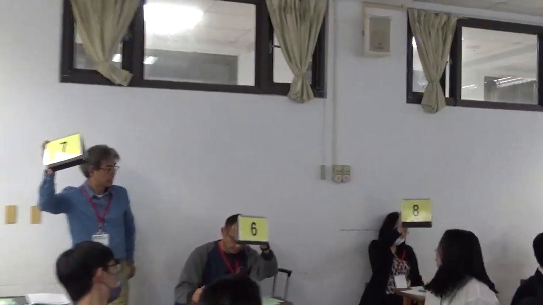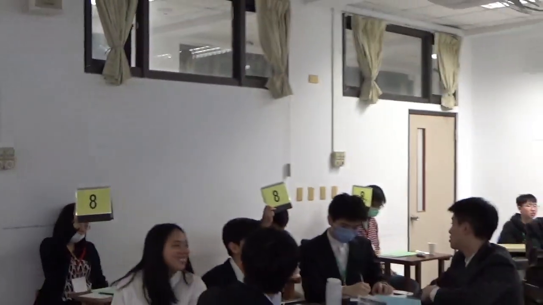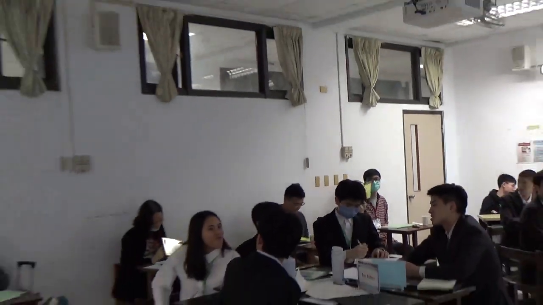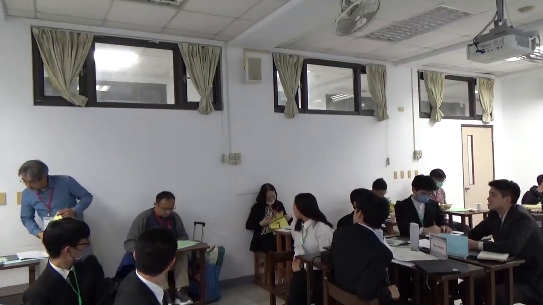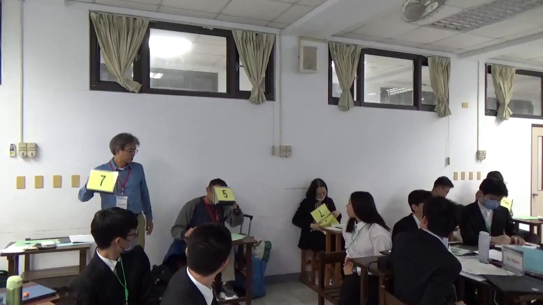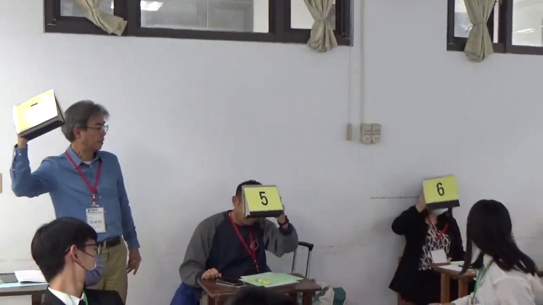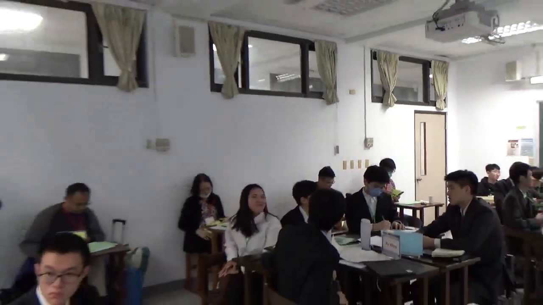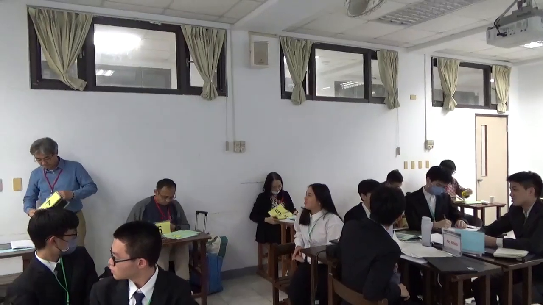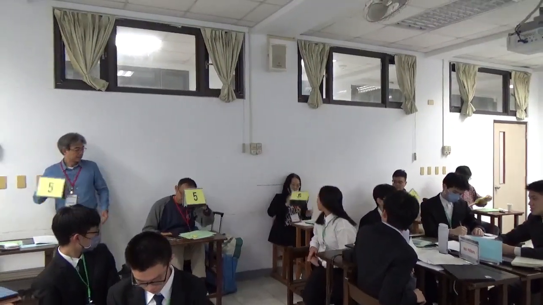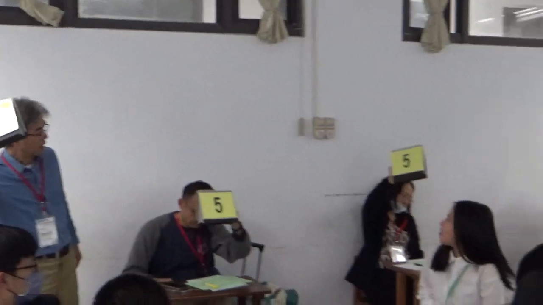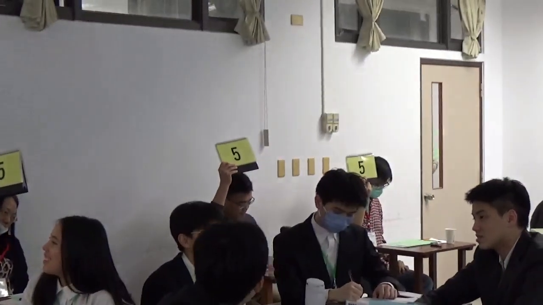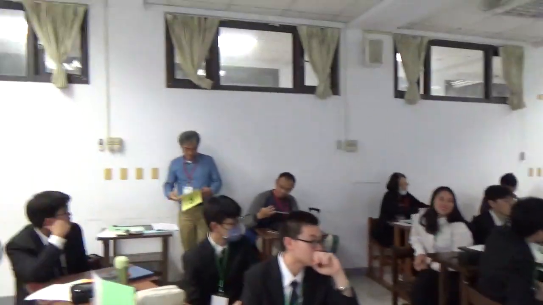Bottom: 7, 6, 8, 8, 8. For the performance: 7, 5, 6, 5, 6. For the reviewer: 5, 5, 5, 5, 5. Okay.